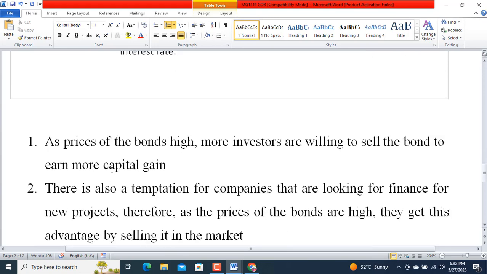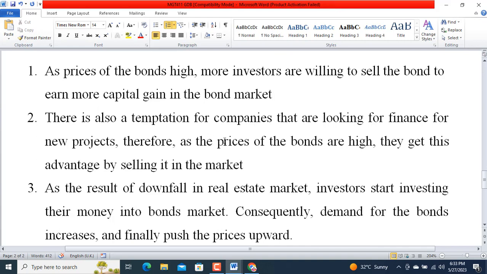So first one, as the prices of the bonds are high, more investors are willing to sell the bonds to earn more capital gain in the bond market from investors. Okay, there is also a temptation for companies that are looking for finance for new projects. Therefore, as the price of the bonds is high, they get this advantage by selling them in the market to acquire the finance to inject into the new projects.